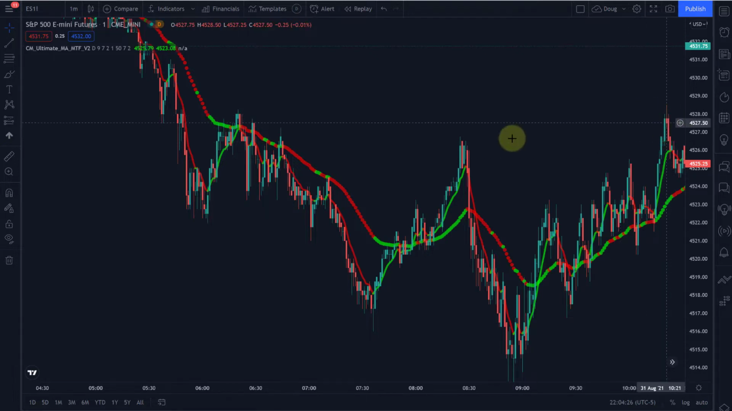So 1021 cracks what I'm considering the opening high, even though the open was probably crashed down more down here. But I'm going to consider this the opening high. So what happens at 1021?